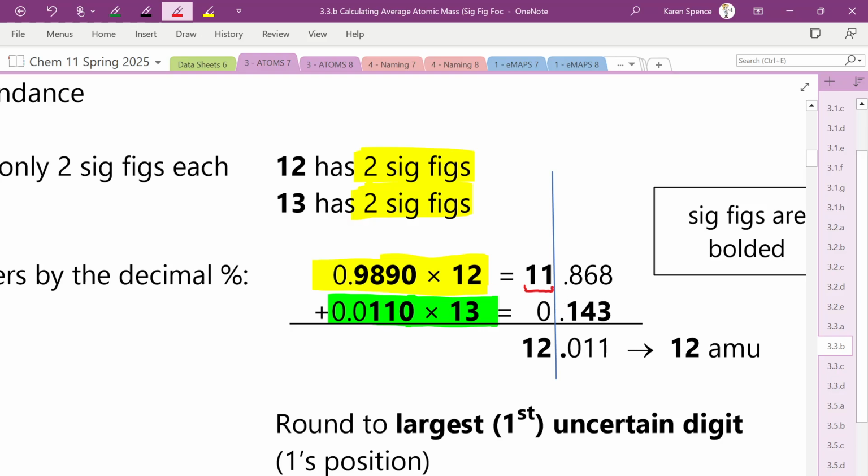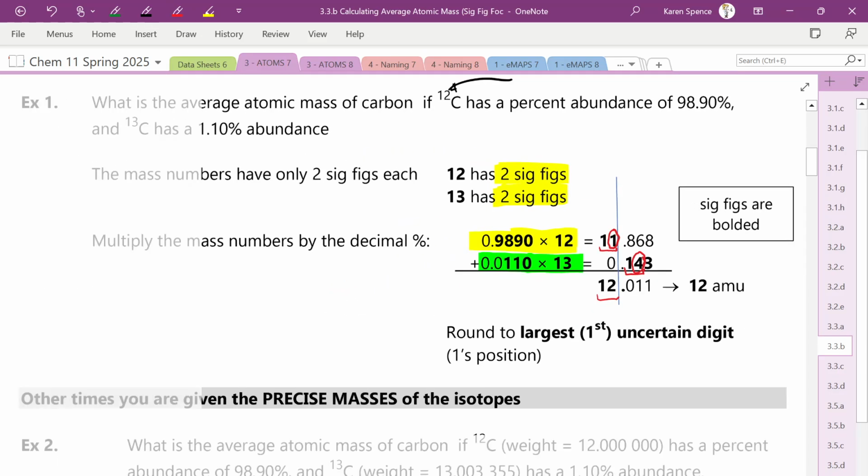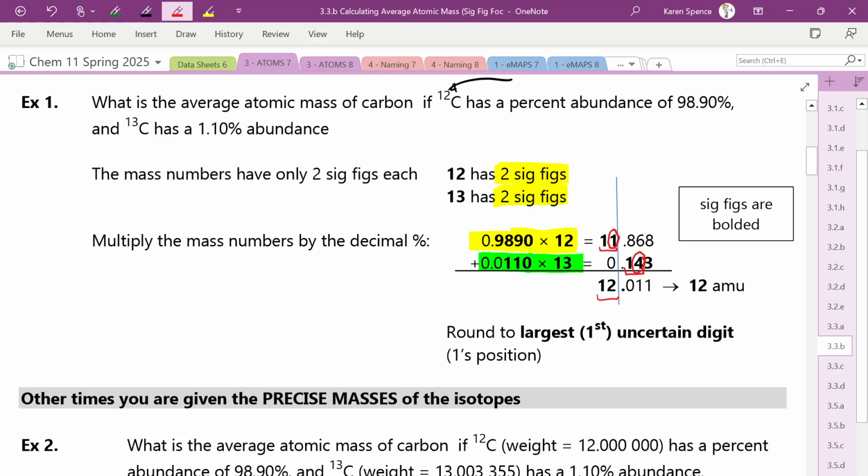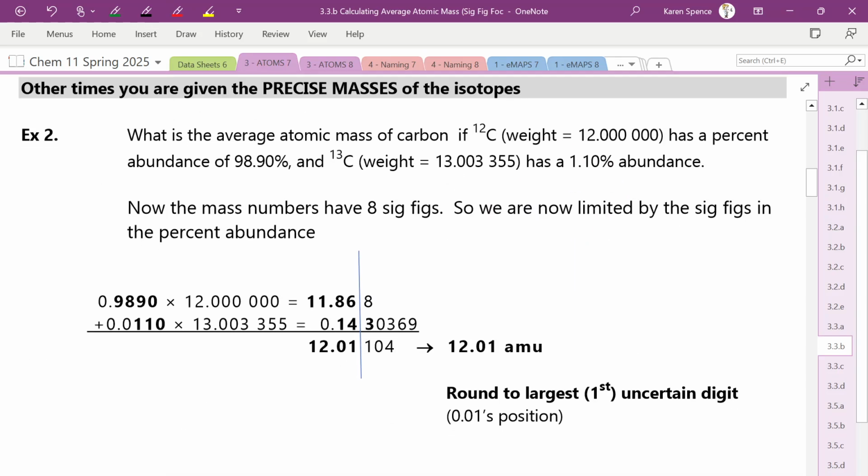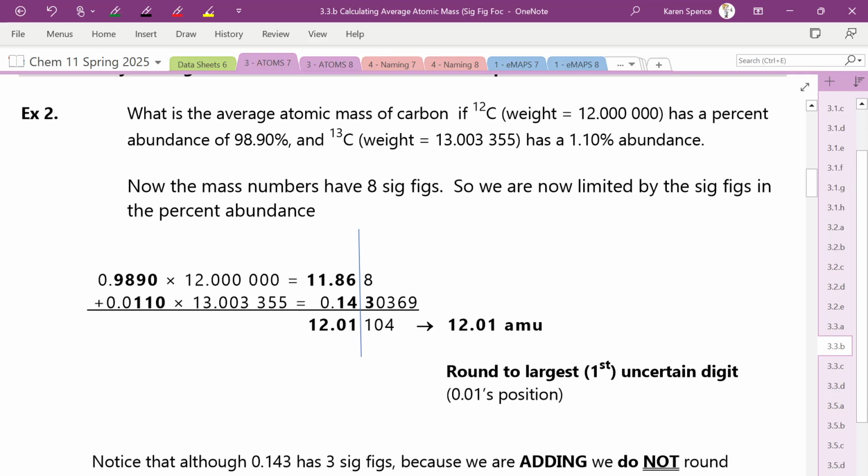2 sig figs. Yes? 2 sig figs. Here is our uncertain digit. Here is our uncertain digit. So when we add it up, we get only 2 digits, so we can't do any better than 12. Okay? So that's really the only thing that's different here. This is just another example. Feel free to read through it if you want to.